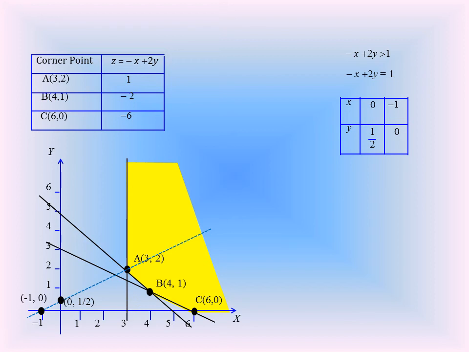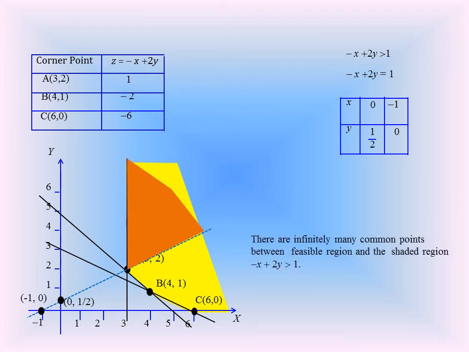When we substitute x equal to 0, y equal to 0, we get 0 is greater than or equal to 1, which is a false result. Hence we shade away from the origin. Therefore there are infinitely many common points between the feasible region and the shaded region minus x plus 2y greater than or equal to 1. Hence there is no maximum value of the given linear programming problem.